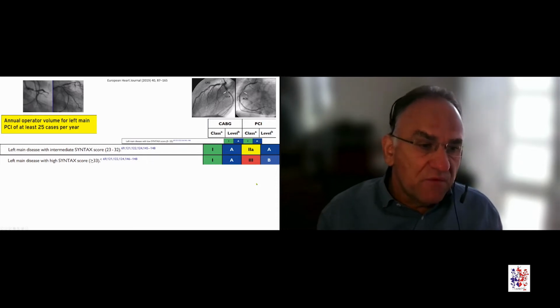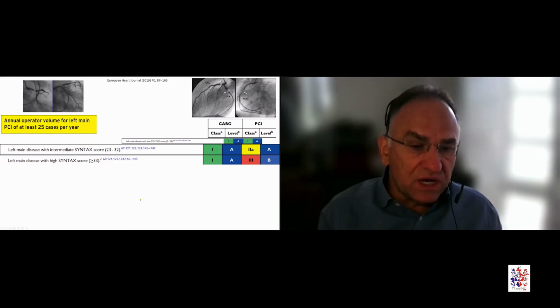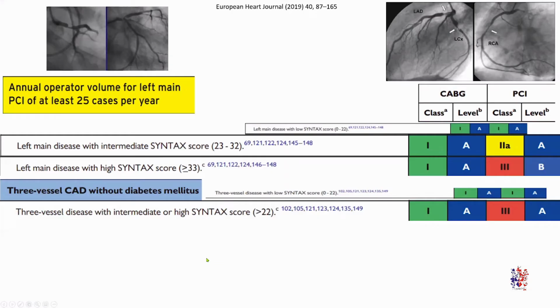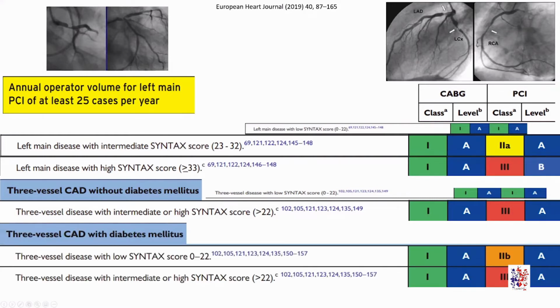When you look at 3 vessel disease with diabetes, surgery wins again, whatever your score. But if you're diabetic with a low score, you may consider PCI; 2B means may and not sure. So essentially in multivessel disease with intermediate or high risk scores, and especially in the diabetic, you would go for surgery.